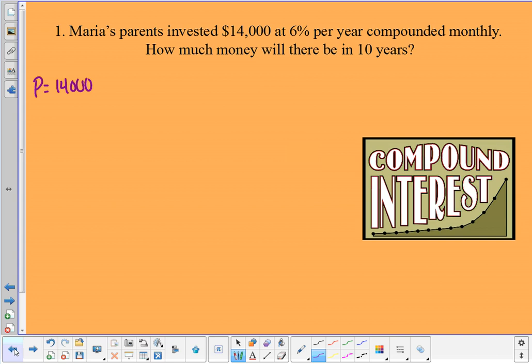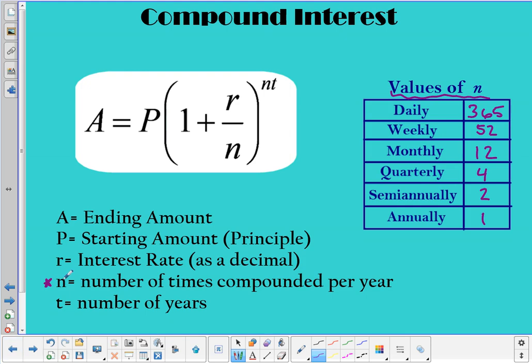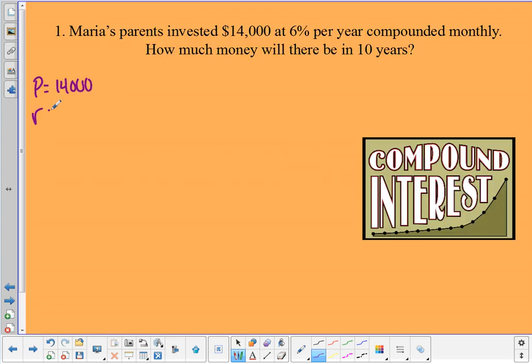And if you look at your list of variables that's right there, P, R, N, and T. A is what we're finding. A is typically the question. So we need P, we need R, we need N, and we need T. So R in this question, 6%, that means I need to make that a decimal. 0.06 is my R rate.